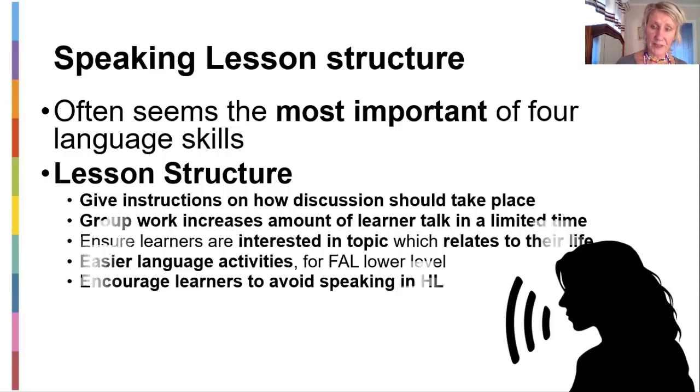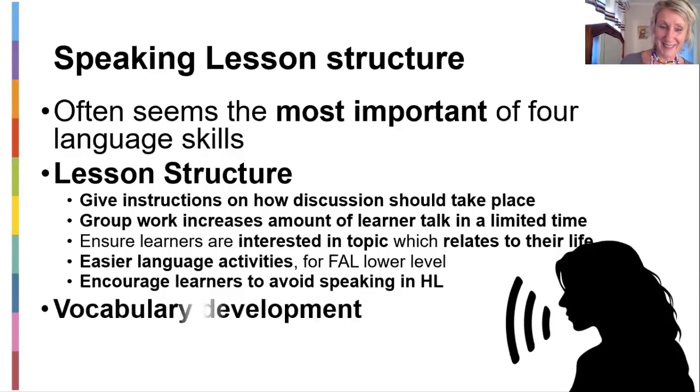You put them in groups to brainstorm, to chat about things, because in a limited amount of time, you can have a lot of talk happening. Make sure they're interested in the topic, so there aren't some people that go, oh, I don't like that, and it relates to their life. Low classes, FAL, can be easier language activities, not so complex. So just remember your levels and try and ask them to avoid using their home language. So if it's an English class, to use English, not use Xhosa or Zulu or Afrikaans or Sepedi.